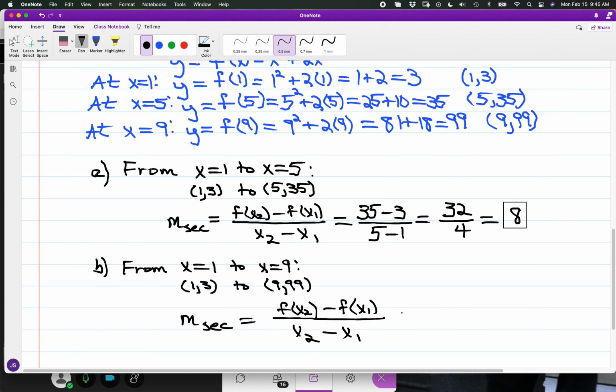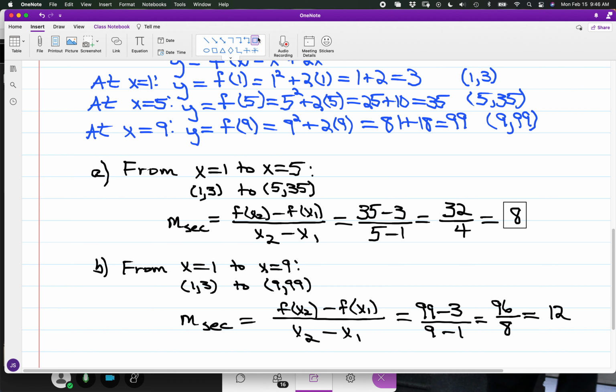Once again, for the change in y we have 99 minus 3, and for the change in x we have 9 minus 1. So you have a vertical shift upward of 96 units relative to a horizontal shift of 8 units to the right. We have 96 over 8, and notice we have a higher average rate of change as we go out further in x. That particular slope ends up at 12.